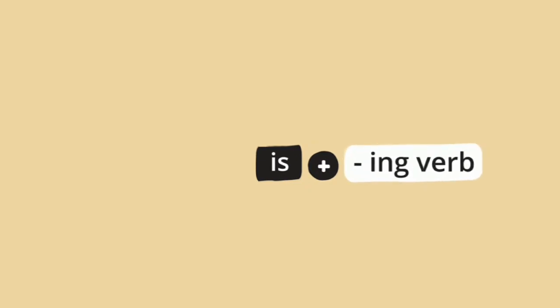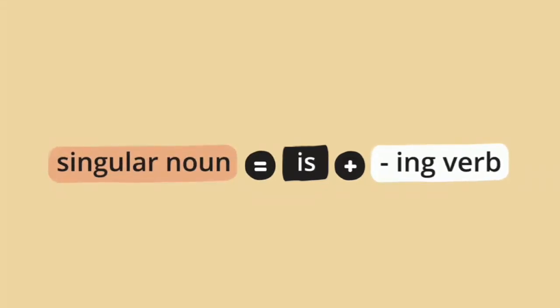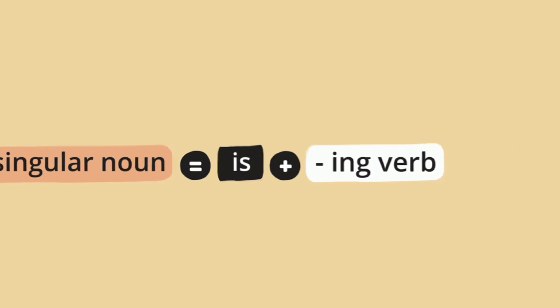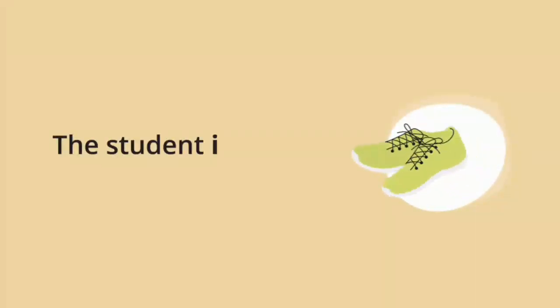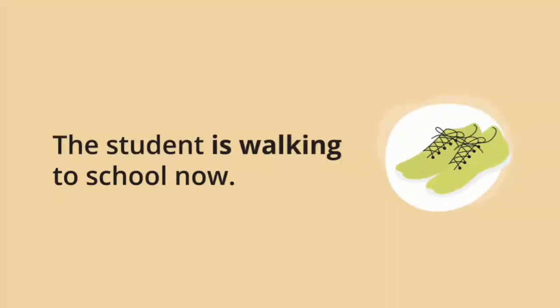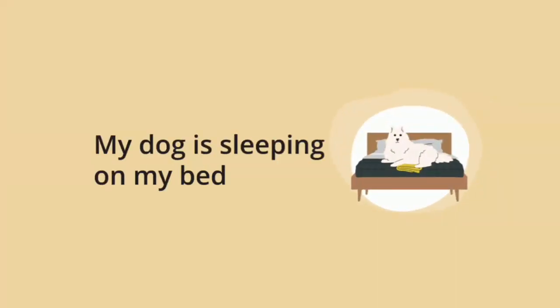We use is plus ing verb when the subject noun is singular. The student is walking to school now. My dog is sleeping on my bed.